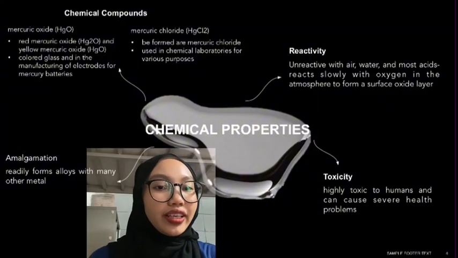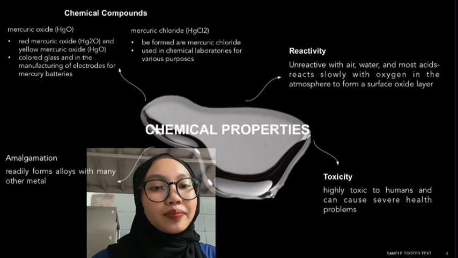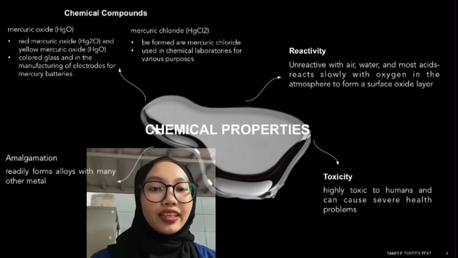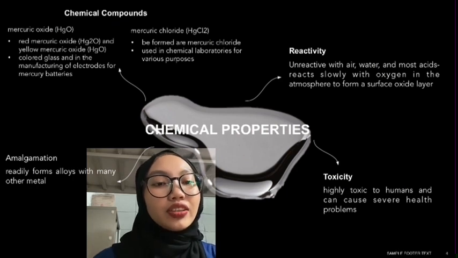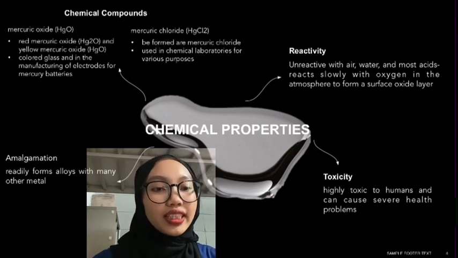So we go to the next part, which is chemical properties. For the first one, reactivity. Mercury is relatively unreactive with air, water and most acids, which is why it remains a liquid at room temperature. However, it reacts slowly with oxygen in the atmosphere to form a surface oxide layer.